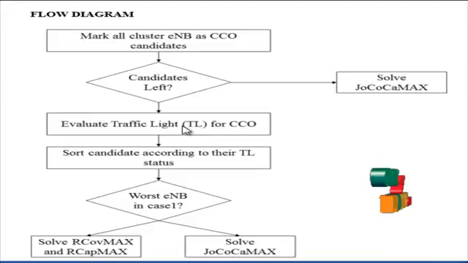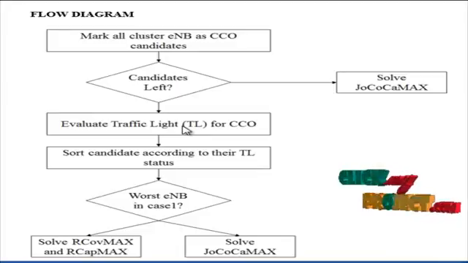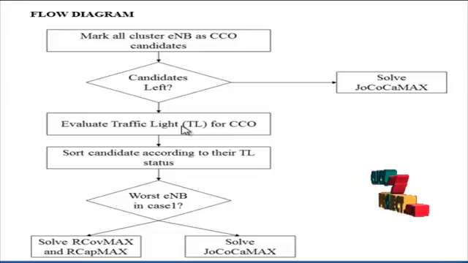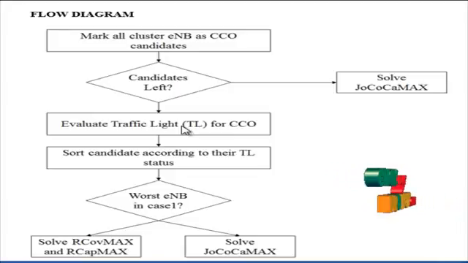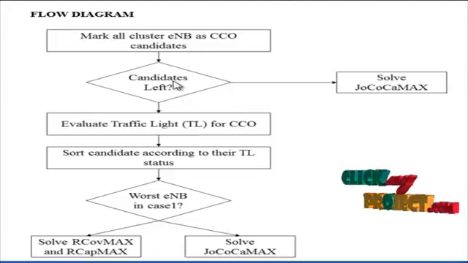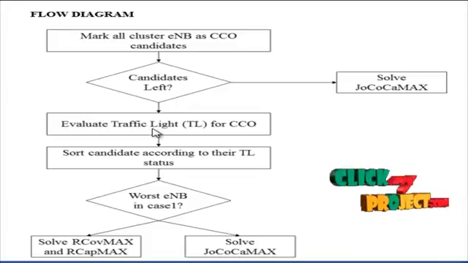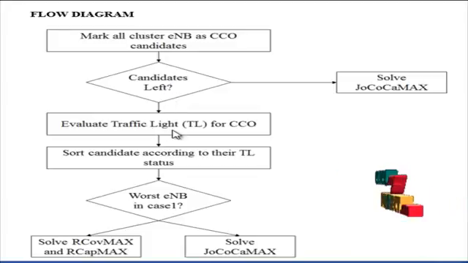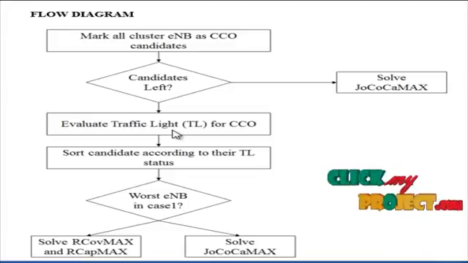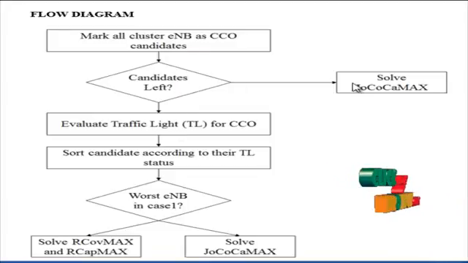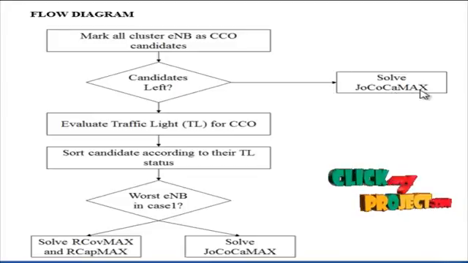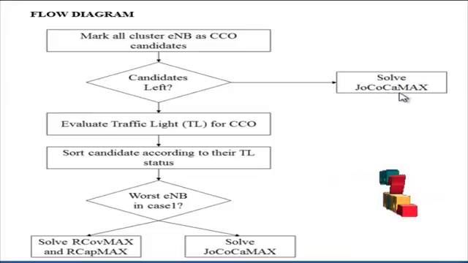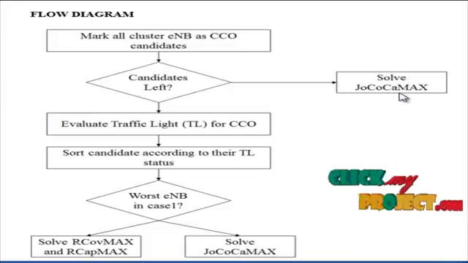The proposed MTN control and optimization scheme is available on a single eNB level, on a cluster level, or on a full network level. Mark all cluster eNBs as CCO candidates. If candidates are not located, then traffic light TL evaluation is done for CCO candidates and they are sorted according to their TL priority. If candidates are located, then JOCAmax, the joint coverage and capacity maximization algorithm, is performed for all cluster eNBs.